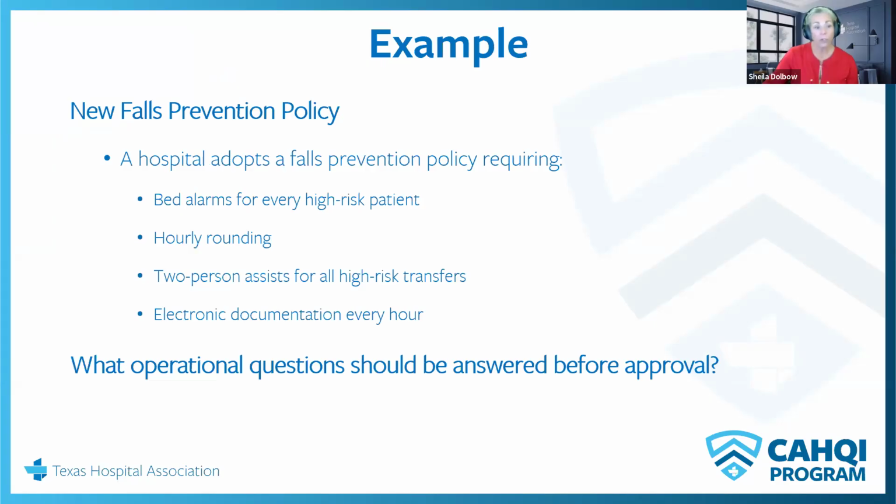Just a quick example, you may have a hospital that adopts a falls prevention policy that requires bed alarms for very high risk patients, hourly rounding, two-person assists for all high risk transfers, and electronic documentation every hour. So, with a policy like this that a hospital is looking to put into place, what are some operational questions that should be answered before this policy is actually approved?